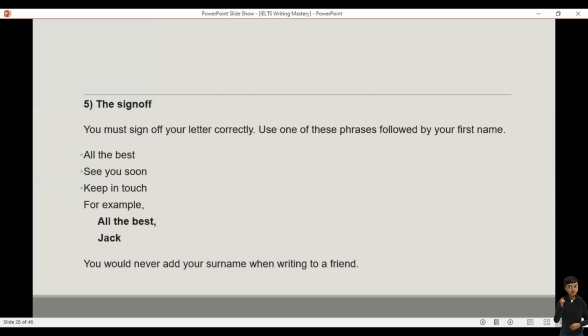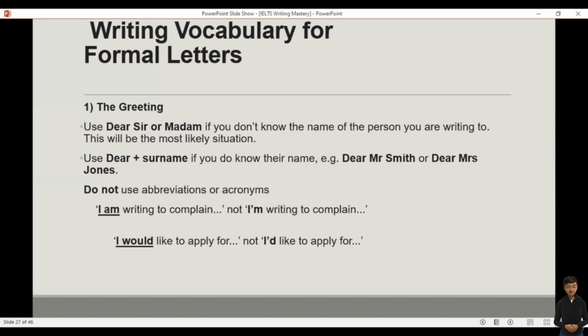Okay, next we have the sign off. This is the sign off for the informal letter, and you must sign off your letter correctly. Use one of those phrases followed by just your first name. All the best. See you soon. Keep in touch. For example, all the best, Jack. Okay, you would never add your surname when writing to a friend. Obviously, we know it's the informal letter. Now we will go ahead and discuss writing vocabulary for formal letters.